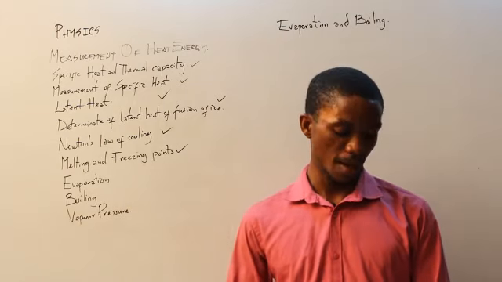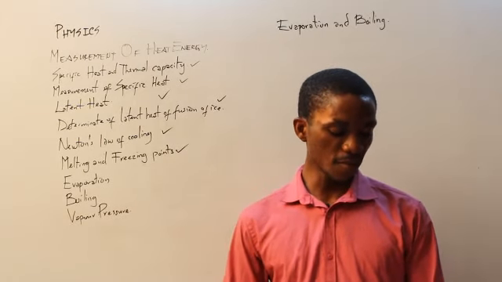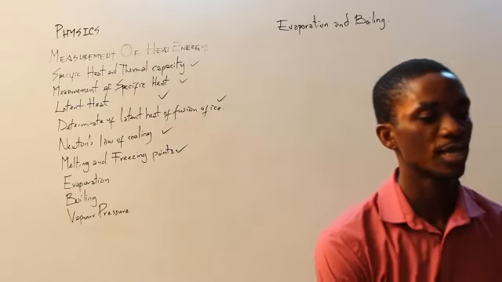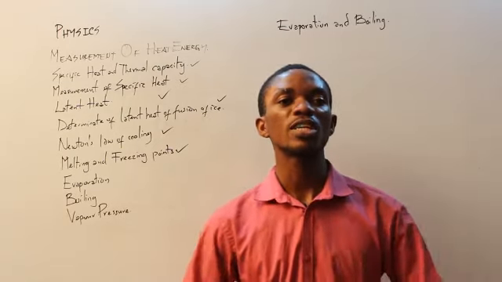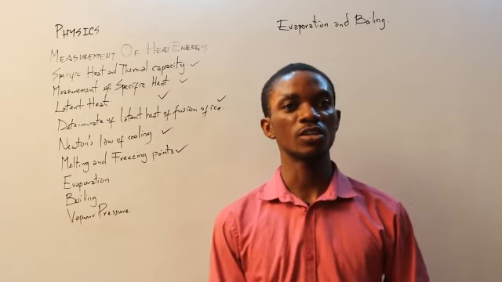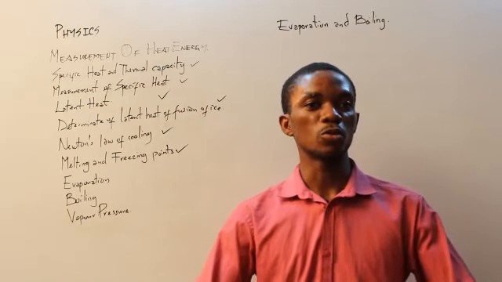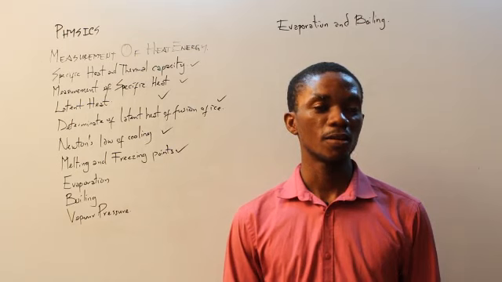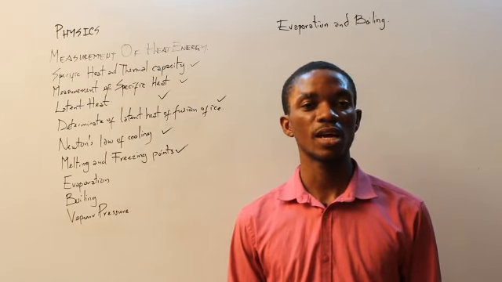Evaporation occurs at the surface of the liquid, while boiling occurs in every part of the liquid. That's why from the bottom of the water in the heater, you see the bubbles coming and everything. So those are the major differences between evaporation and boiling.